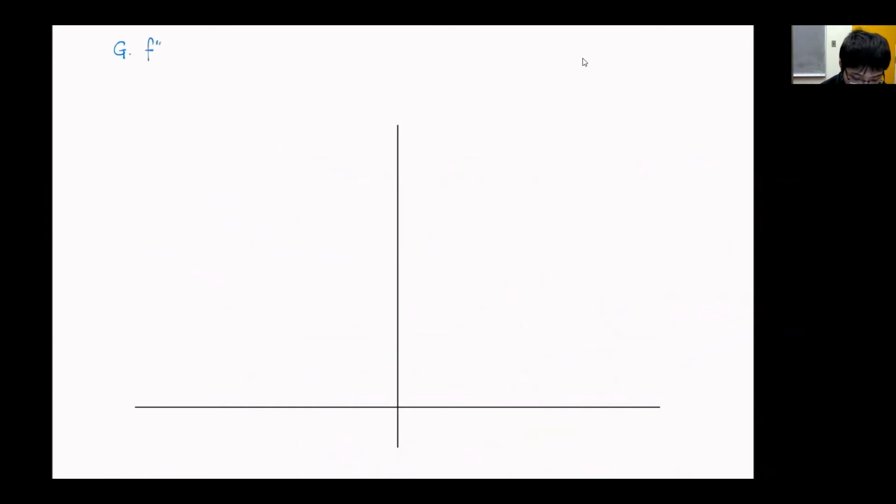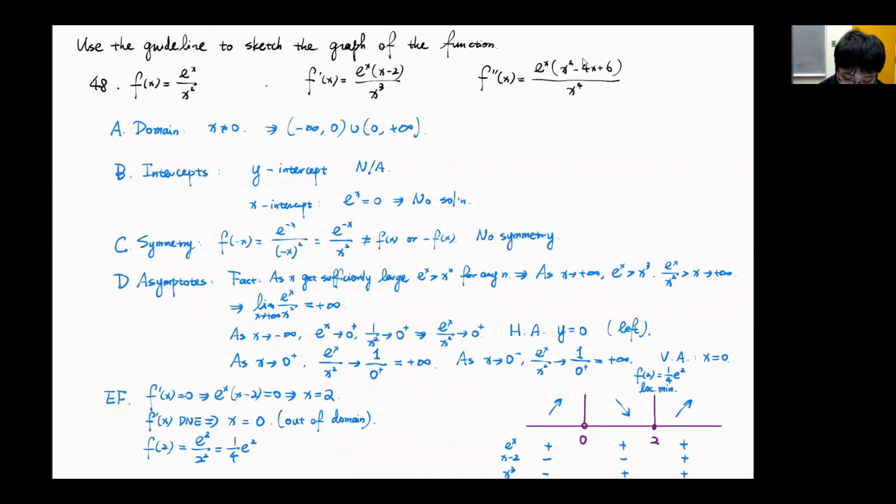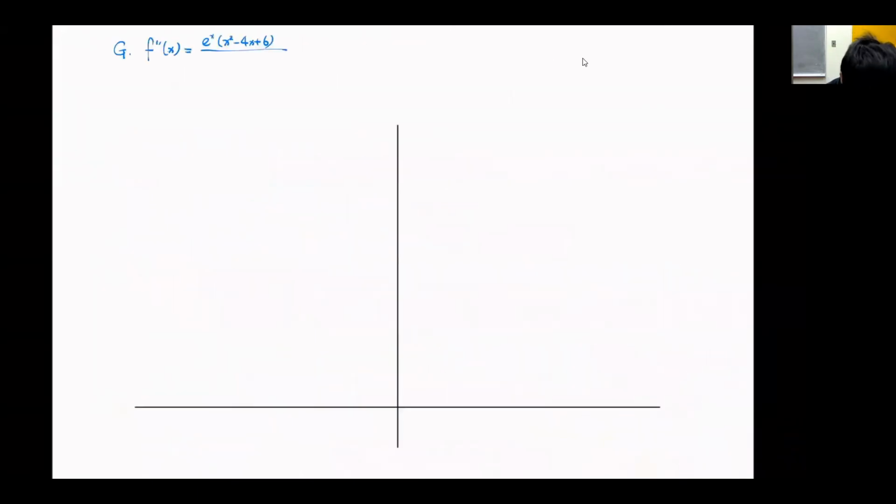So let me copy my f double prime from the previous slide. That will be e to the x, x squared minus 4x plus 6 divided by x to the 4th. This one is pretty easy, because if you look at f double prime of x equals 0, that basically means x squared minus 4x plus 6 equals 0. So you don't need to worry about e to the x.